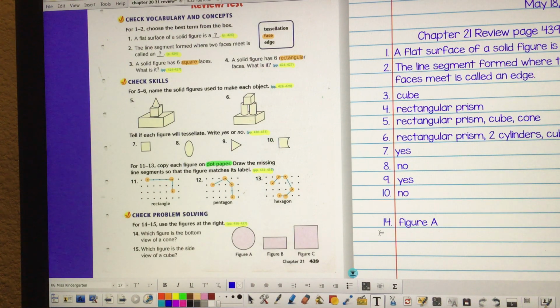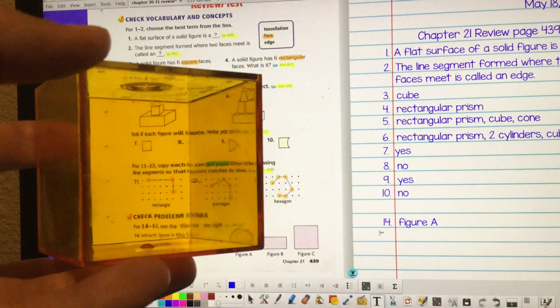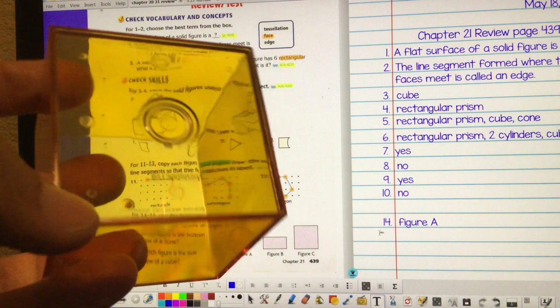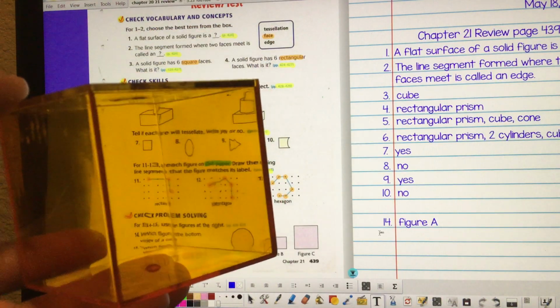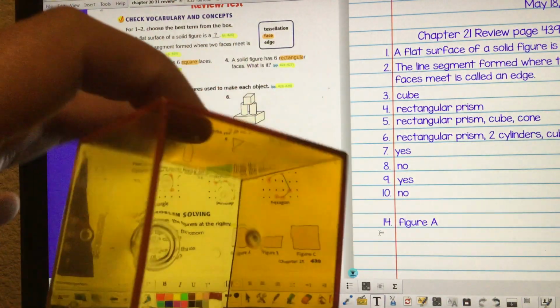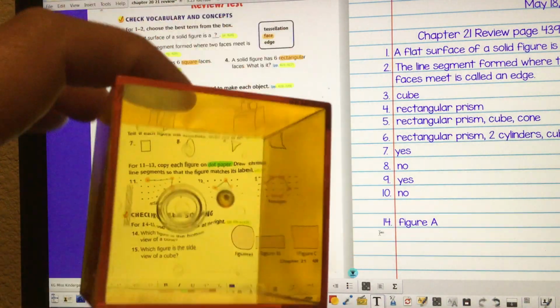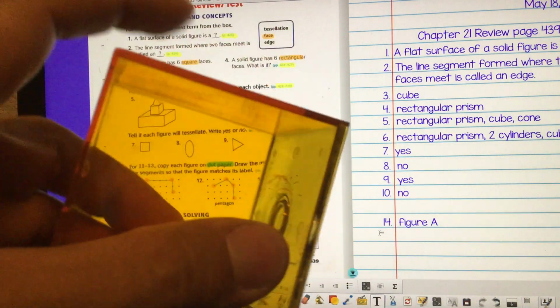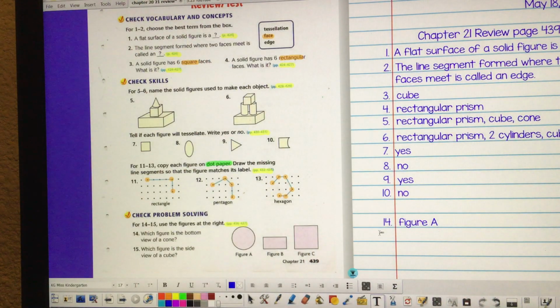Now number 15, we're talking about what's the side view of a cube. So right here's a cube. With a cube, remember, what is so interesting about all of its faces? Every single face is a square. No matter where you go, it is a square. So which figure is the side view of a cube? That is going to be figure C.